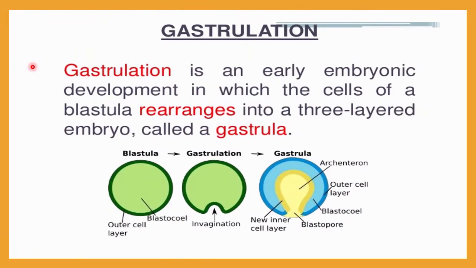So let me repeat, what is gastrulation? Gastrulation is an early embryonic development, okay, in which the cells of a blastula rearrange into a three-layer embryo, and that stage is called the gastrula. Here you can see the blastocell, then gastrulation will occur, and as a result, a three-layer structure will be formed, and that is called the gastrula.